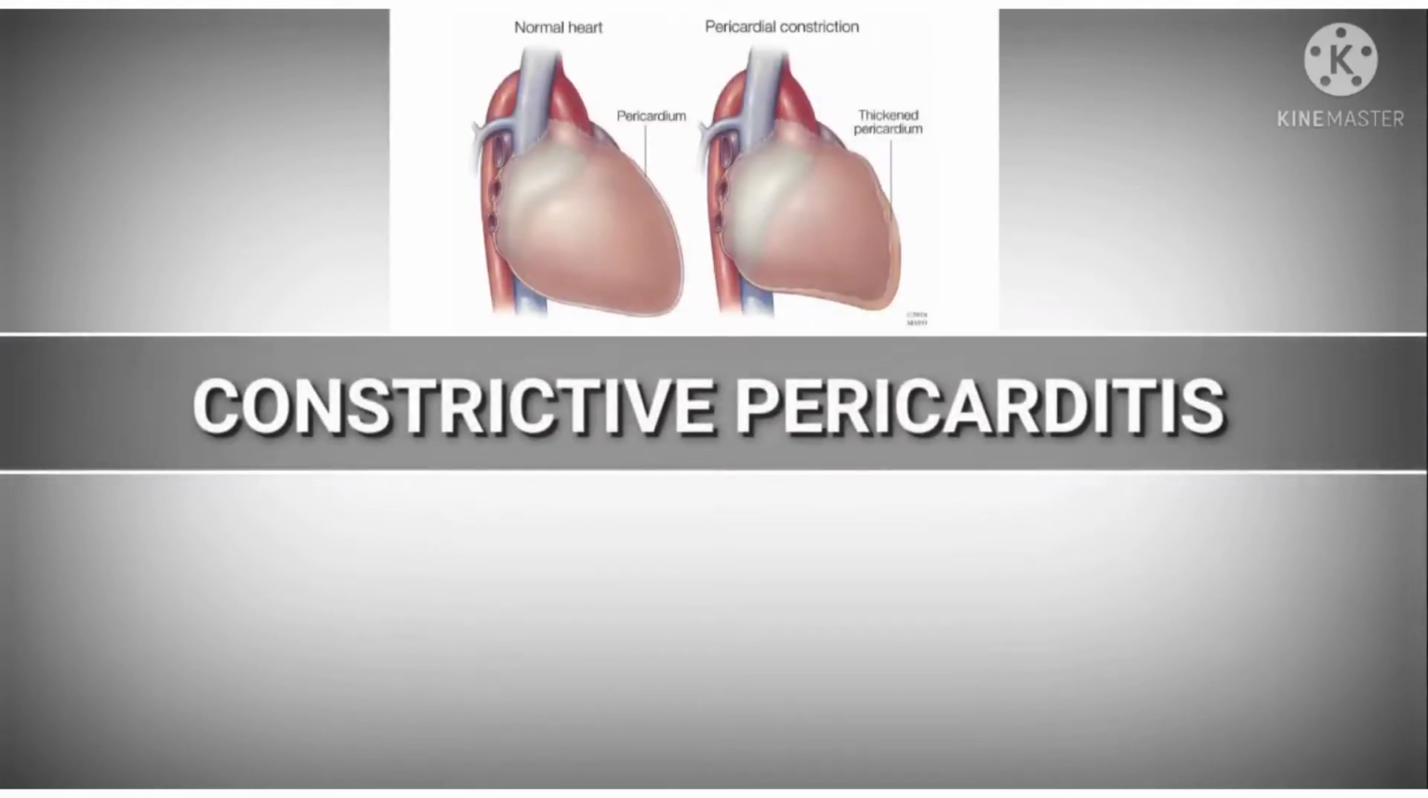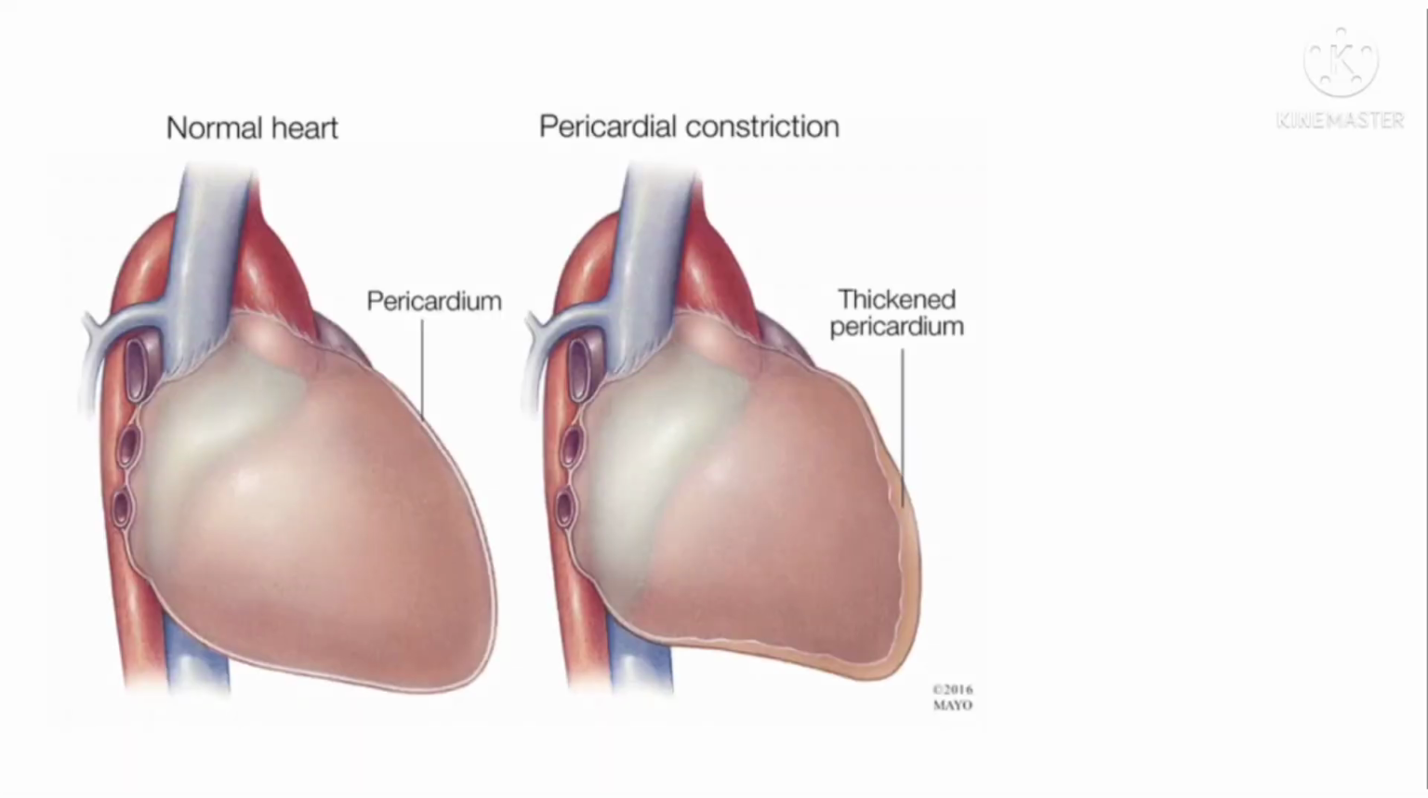Let's talk about constrictive pericarditis. Normally, the heart is covered with a thin layer of pericardium, but due to some disease, this thin layer of pericardium may become very thick and it constricts our heart. This is the pathophysiology of constrictive pericarditis.